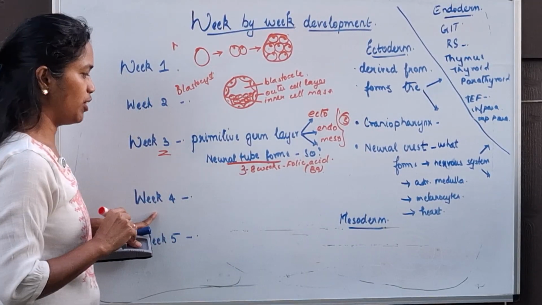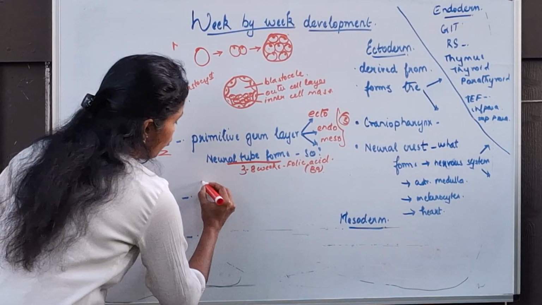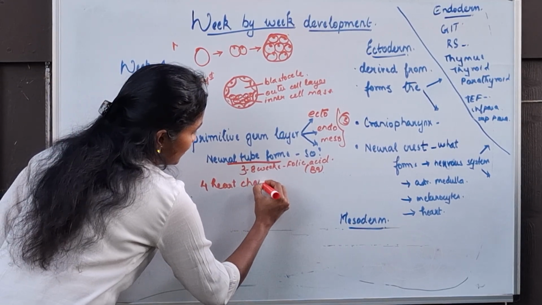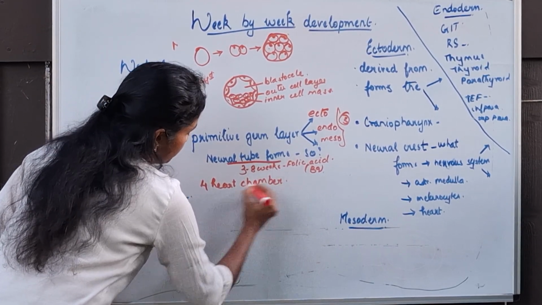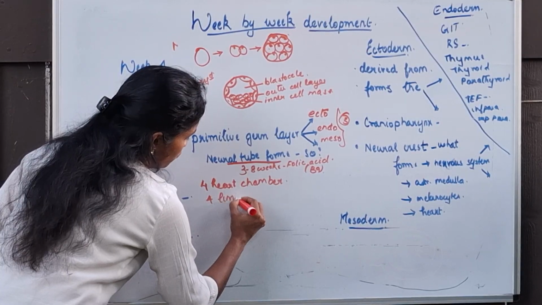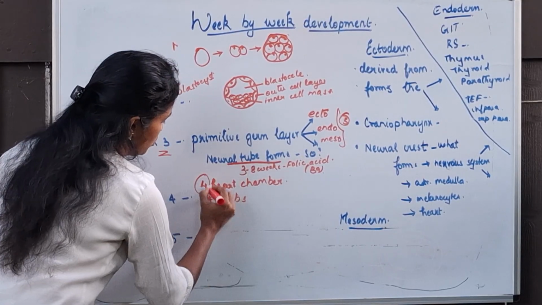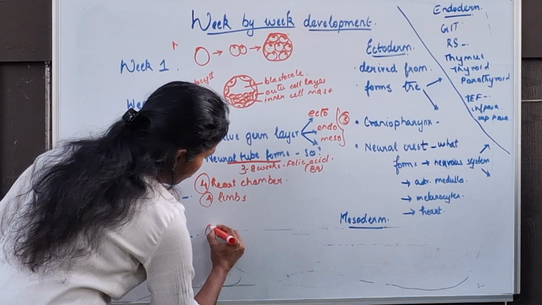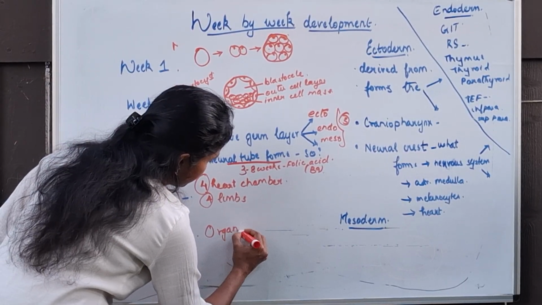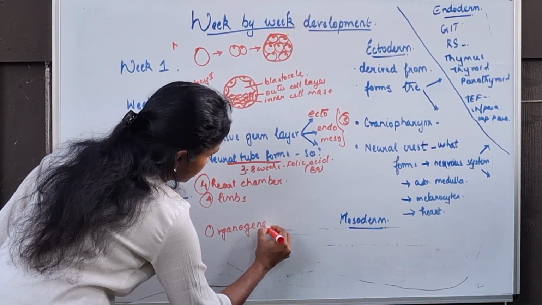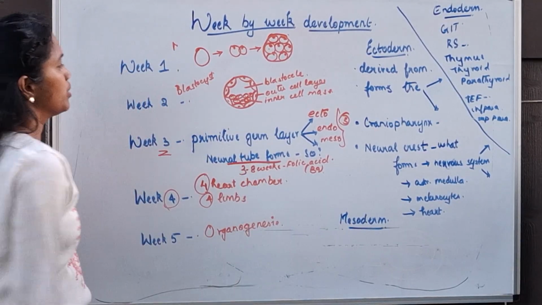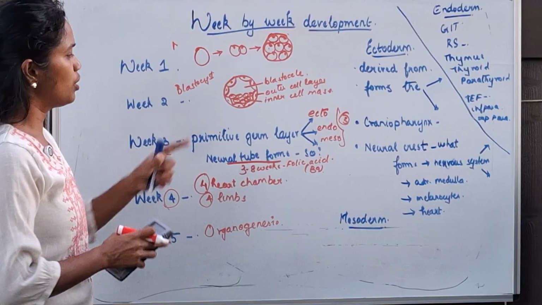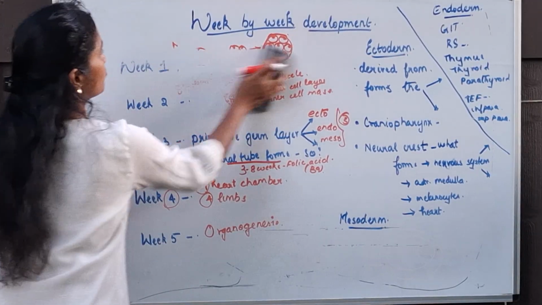Now what happens in week 4? In week 4, the 4 heart chambers are formed and the 4 limbs are formed. So this is formed in week 4. So 4 stands for week 4. And after that, in week 5, the further organogenesis takes place. Okay. So let's move on further and see what happens with this ectoderm, mesoderm as well as the endoderm.